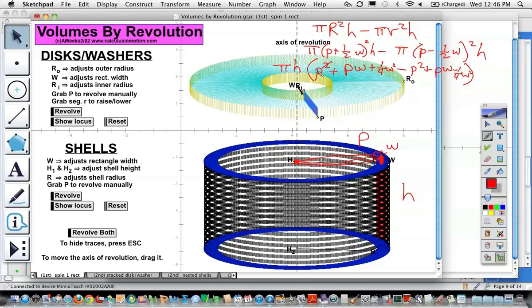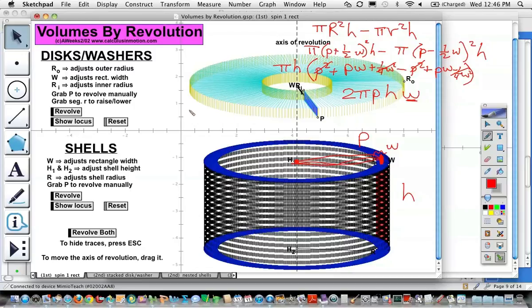All right, what happens? P squareds cancel. 1/4 W squareds cancel. 2 PW left. So I end up with 2 pi P H W, right? That's the volume of that blue cylindrical layer. Now, as that layer gets thinner and thinner and thinner, what happens to W? That turns into the dx, dW, okay? That's going to go away as we do the limit with a sigma, right? As W approaches 0, that's essentially what would happen.